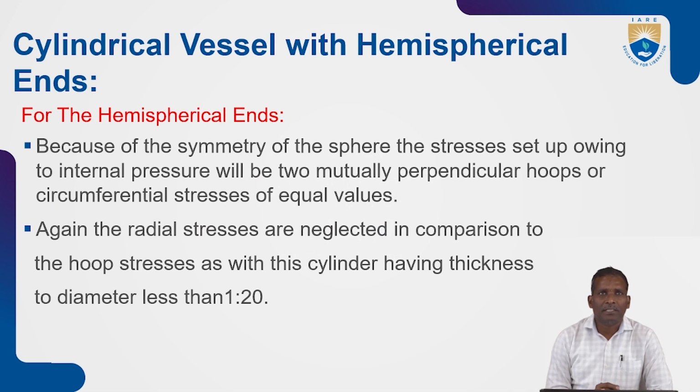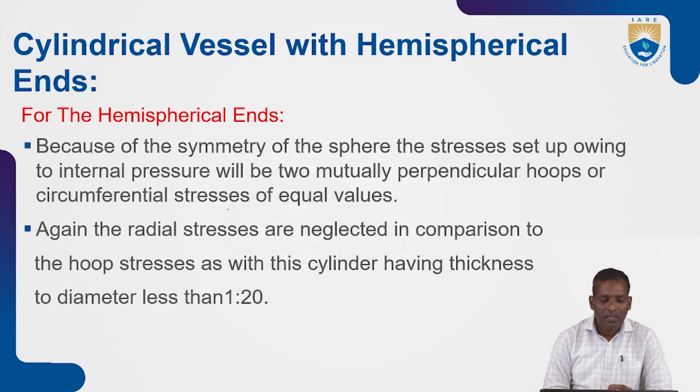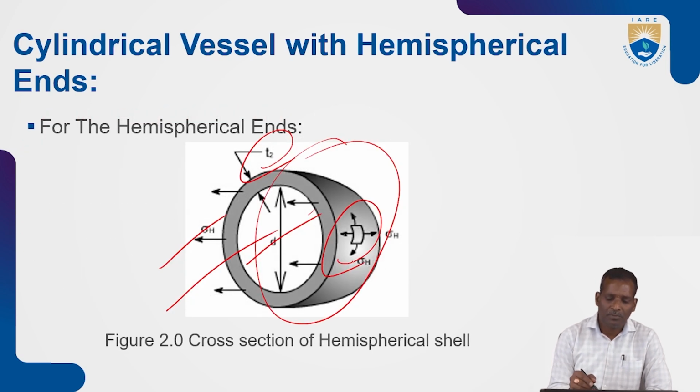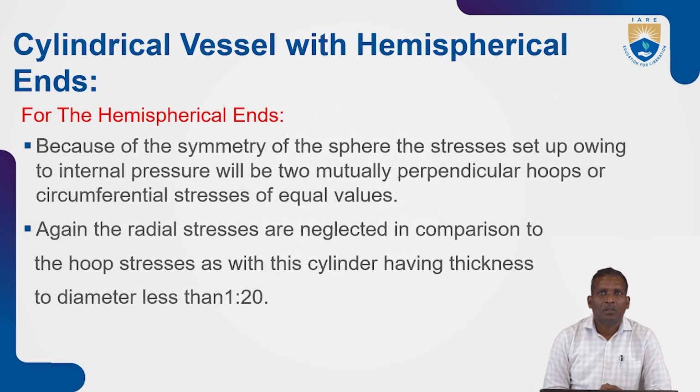For the hemispherical ends, because of the symmetry of the sphere, the stresses set up owing to internal pressure will be two mutually perpendicular hoop or circumferential stresses of equal values. So two perpendicular hoop stresses, shown here as sigma H. The perpendicular hoop stresses are circumferential stresses of equal values.